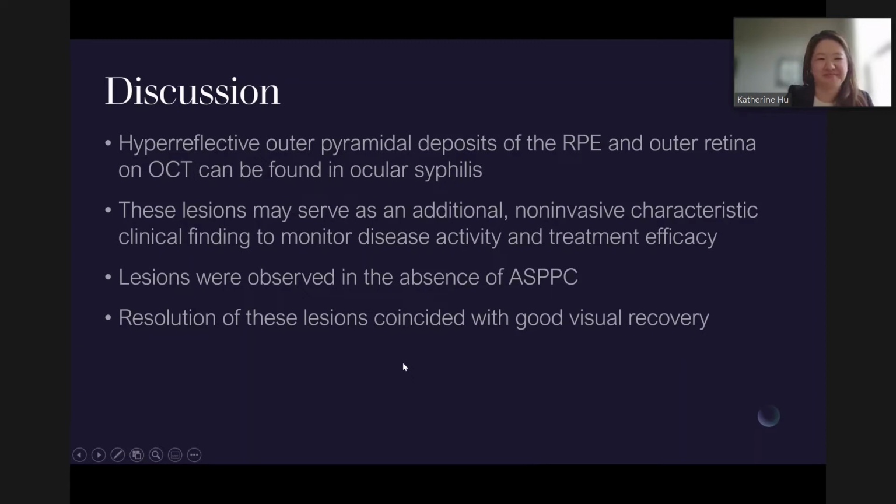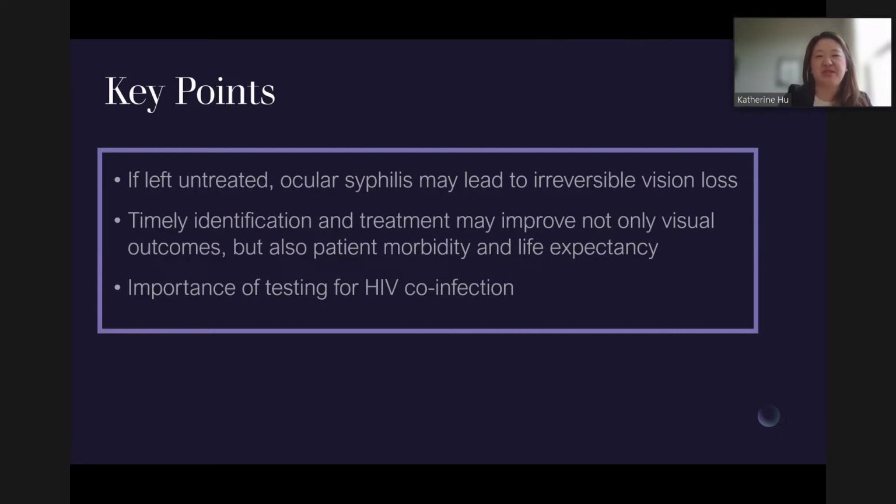So just some key points. If left untreated, ocular syphilis may lead to irreversible vision loss, and as we all know, can be considered the great masquerader of ocular inflammatory disease, since it has the propensity to mimic many, many other diseases. So timely identification and treatment may improve outcomes of not only ocular syphilis, but also neurosyphilis, and may not only improve visual outcomes, but also patient morbidity and life expectancy. And the importance of testing for HIV co-infection, as we saw, 45% of our patients had HIV and 7 was a new diagnosis with the presentation of their eye findings.